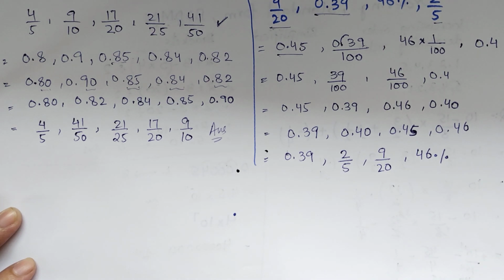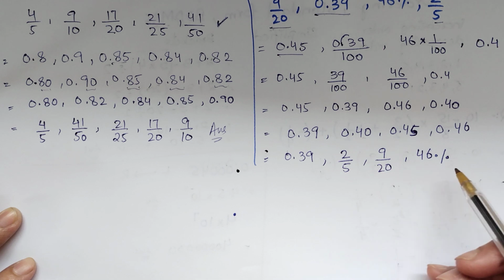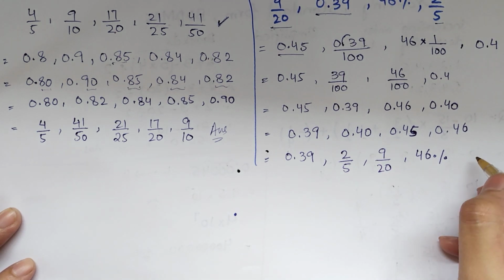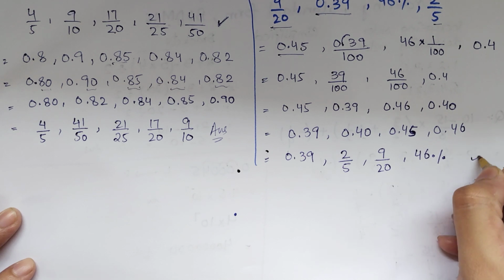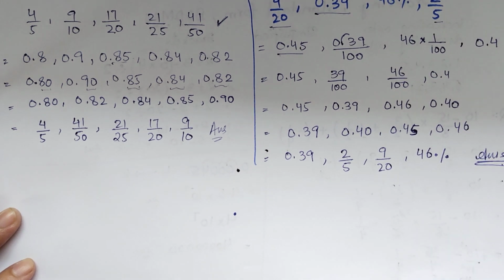So you have to write all these numbers in an order, and we have to write all these in the form of order starting with the smallest. So this is your answer. I hope you all understood.